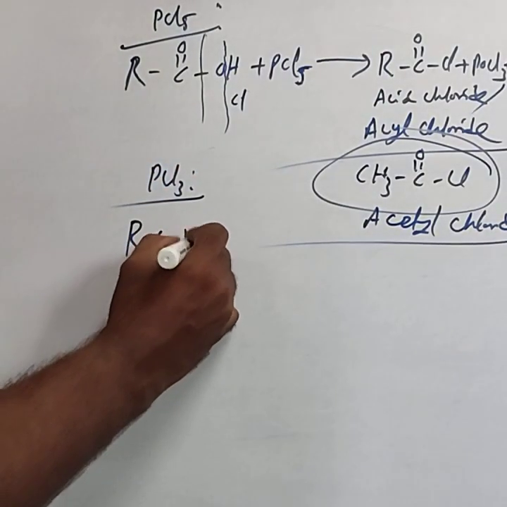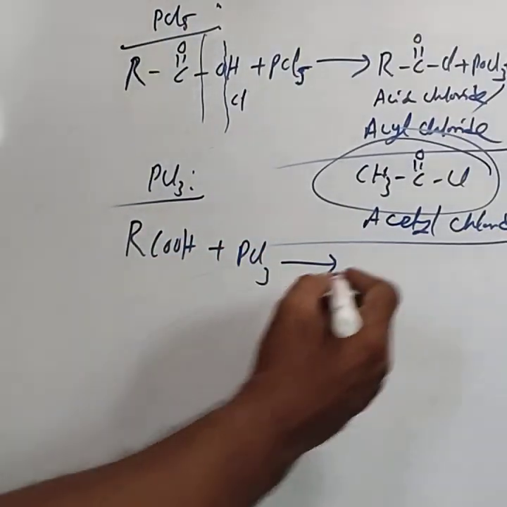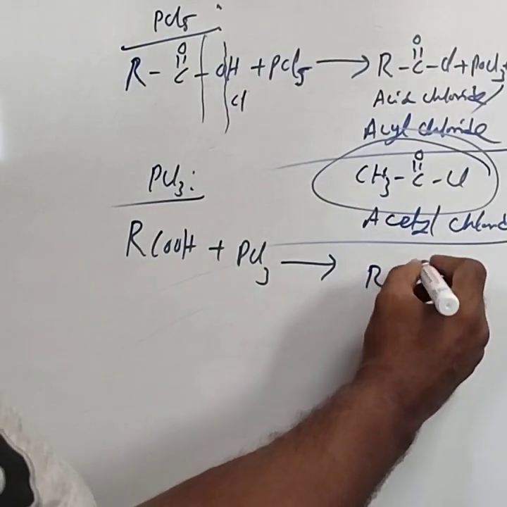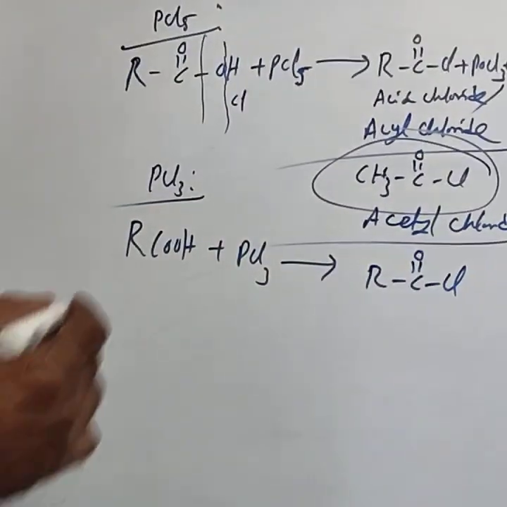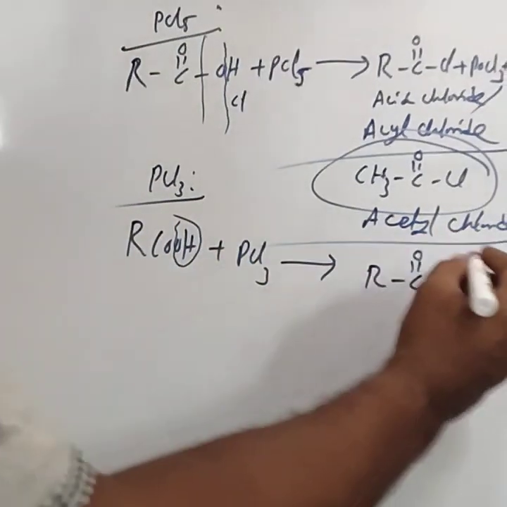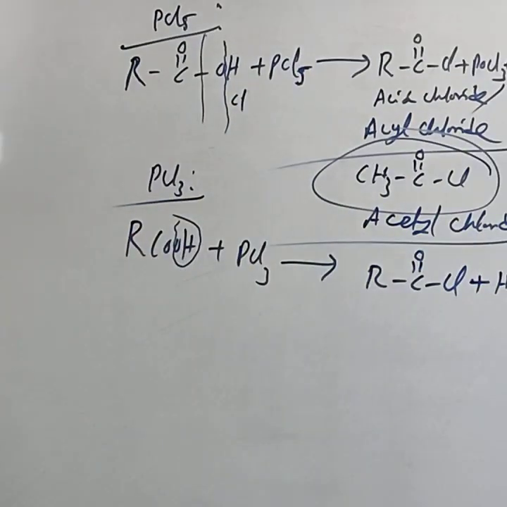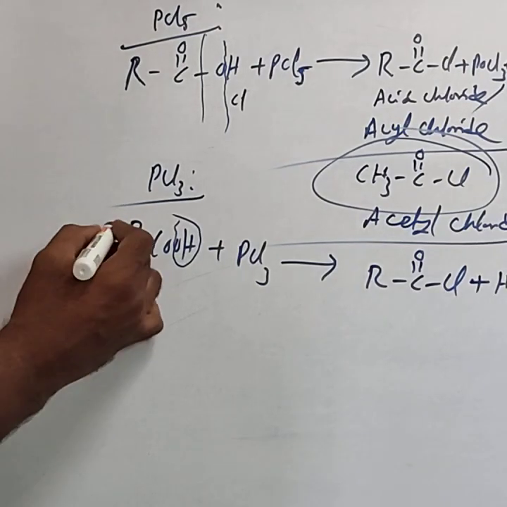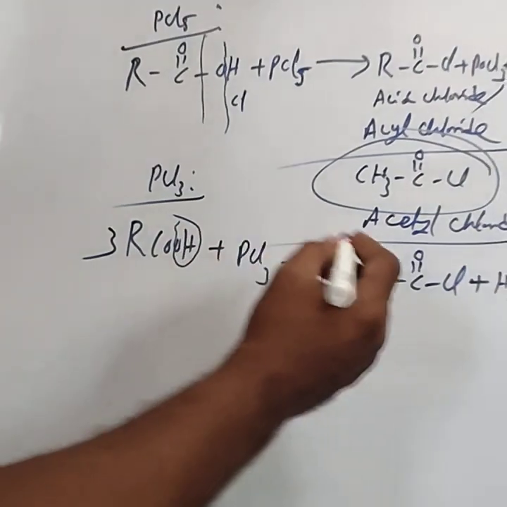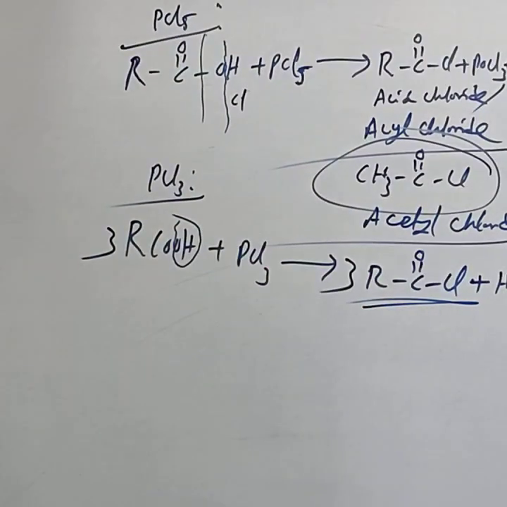Similarly, you take the reaction with PCl3. The carboxylic acid reacts with phosphorus trichloride. Again, this results in the formation of RCOCl. The OH group is replaced by one of the chlorine atoms. And the byproduct formed is H3PO3, phosphorus acid. You have to balance this reaction. 3RCOOH gives 3RCOCl. This is the acid chloride or acyl chloride.